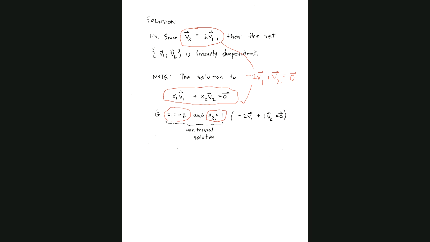Okay, so a trivial solution would be if the x1 and x2 coefficients were both 0. That's called the trivial solution. In other words, the solution x1, x2 is 0, 0. Anything else is a non-trivial solution.